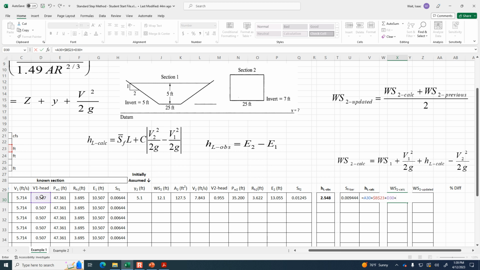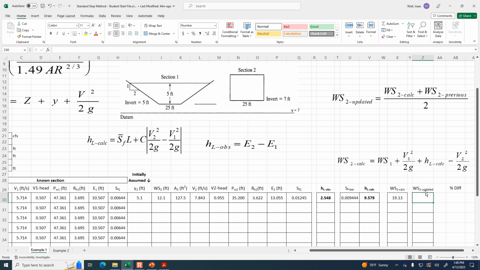Plus the calculated head loss. So that's what's in cell V30. I can't click on it because my formula is in the way, but I can just type V30 minus the velocity head at 2. So here's the velocity head at 2. Okay, so this is saying that the calculated water surface depth should be 19.3.